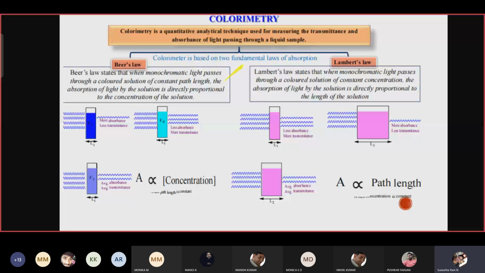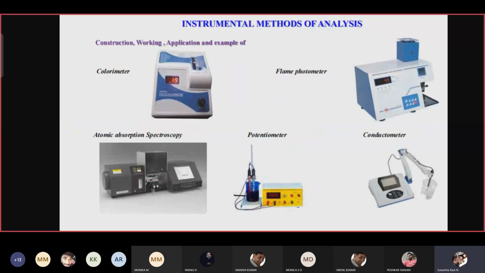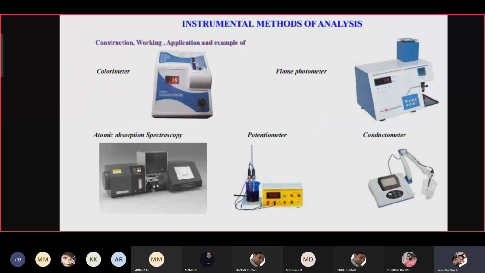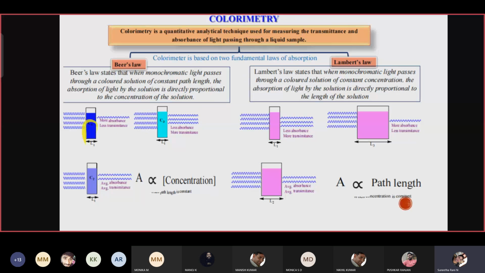What does Beer's law say? Beer's law says that when a monochromatic light, meaning single colored light, passes through a colored solution at a constant path length, the solution absorbs the light radiations, and the light that emerges is directly proportional to the concentration of the solution. Say if you prepared a less concentrated solution, whatever light is emitted will be of less intensity.